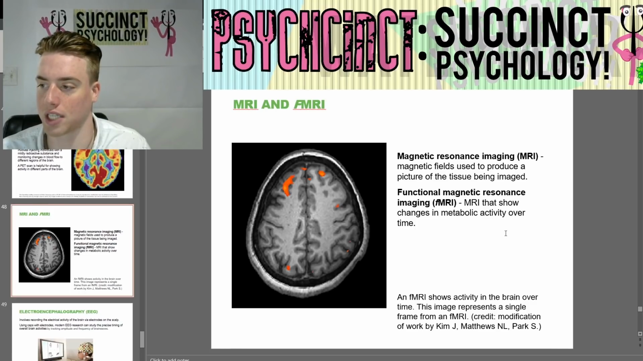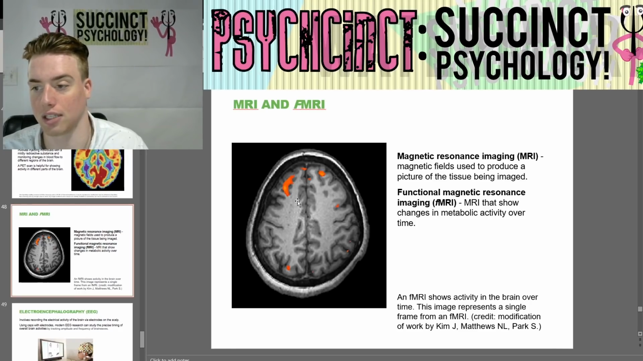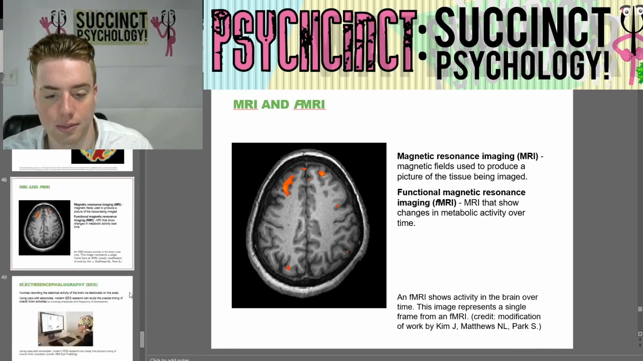So MRI is just like a picture of the image, whereas, my mouse is acting over here. So just a straight picture of the image, while an fMRI is showing activity over time. So it's not just one image. So this image represents a single frame from an fMRI. So you can see it shows activity in the brain, but this is just one frame. Normally it shows over time how the brain is activated.